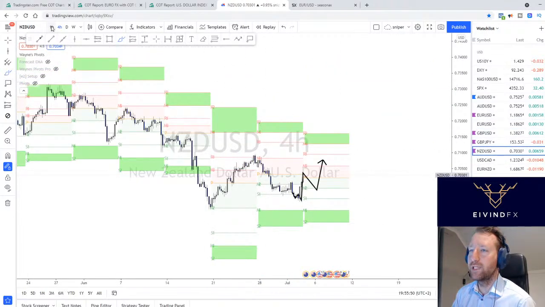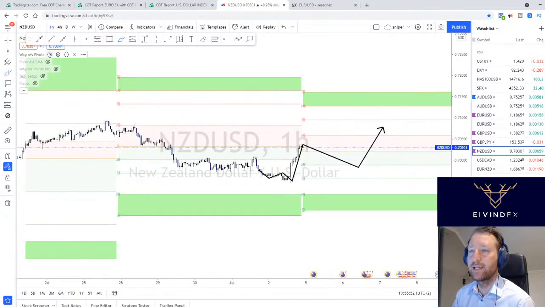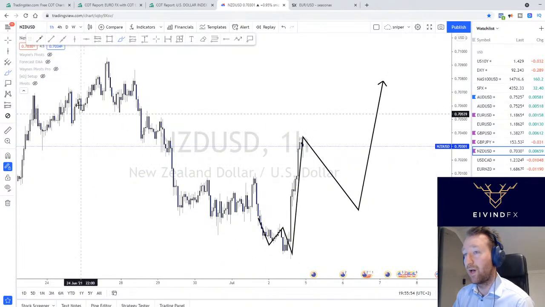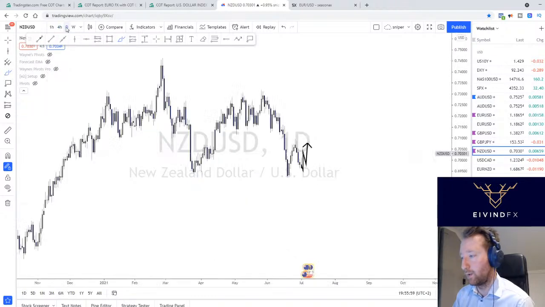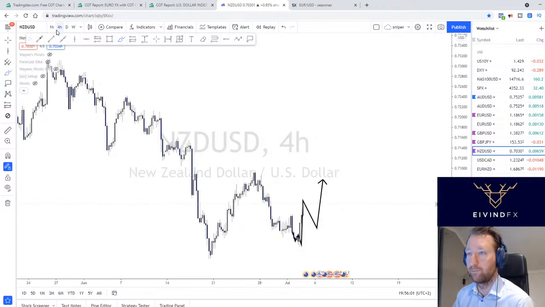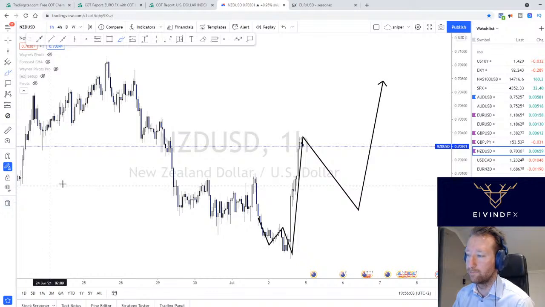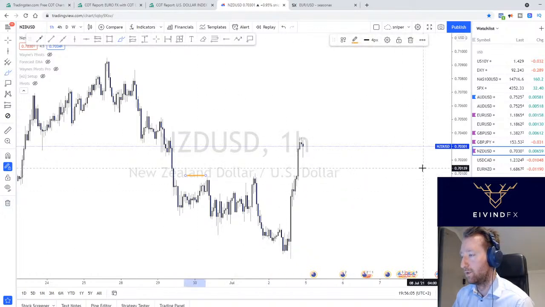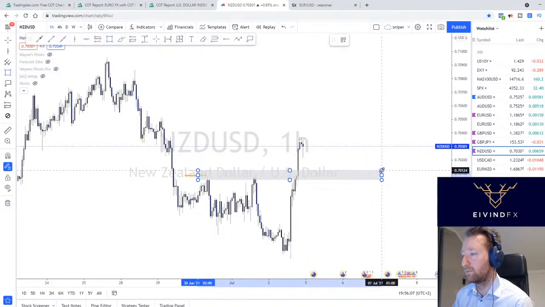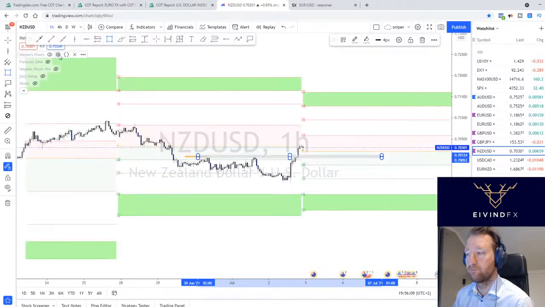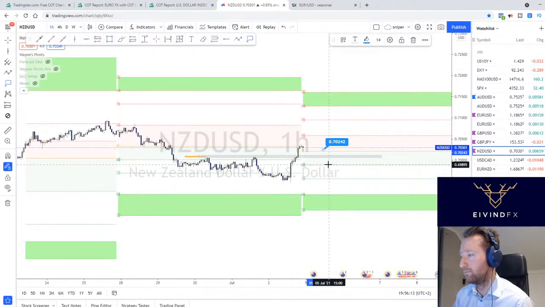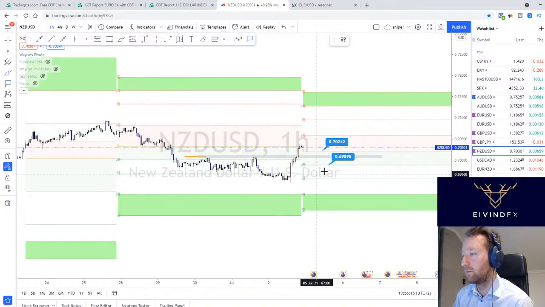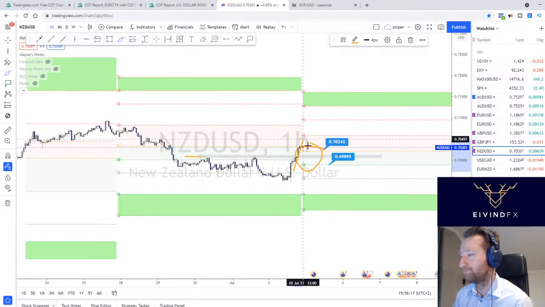Okay, for New Zealand dollar, you have a fantastic run on Friday. You have a higher high on the 1 hour. You have a higher high on the 4 hour, and you have a higher, no, higher on daily. Okay, 4 hour and 1 hour, you have a higher high. Straightforward, straight out of the book. There's your buy zones, between here and here. This is your buy zone.